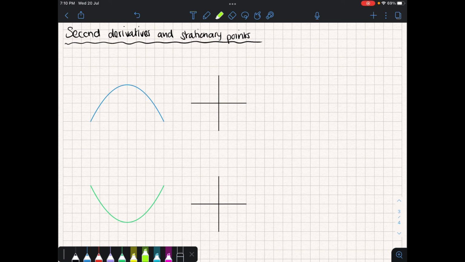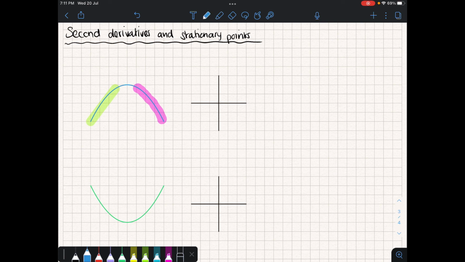Okay. So this function here is increasing, and so its gradient is going to be positive, right? But the gradient itself, as you can see, is decreasing. Even though the value is positive, this graph is getting shallower and shallower until eventually it has no more positive gradient, and then it is going downwards. It's a decreasing function, so the gradient must be decreasing. That means if we think about the gradient function itself, it started off as something positive, right?